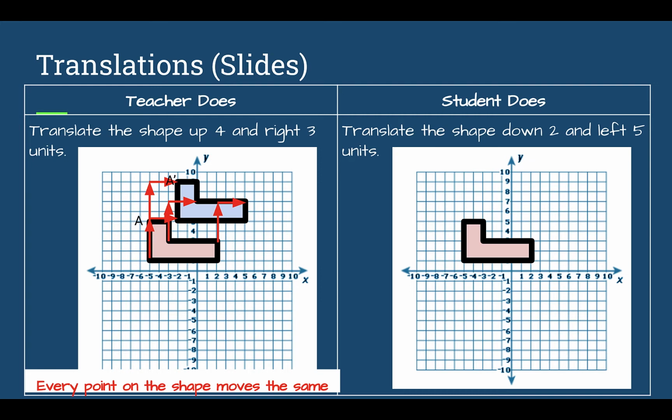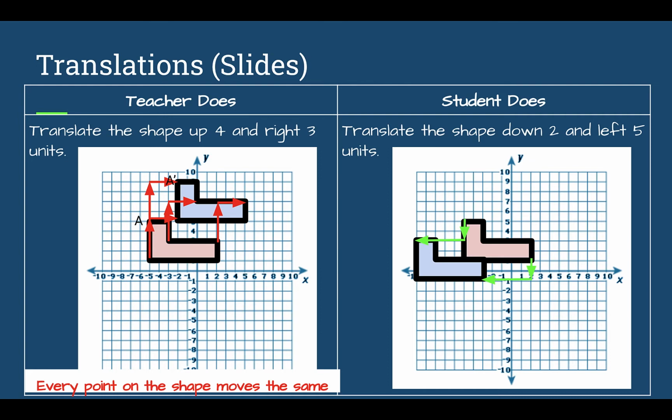Now it's your turn. Pause the video and translate the pre-image down 2 and left 5 units. Let's check. Your shape should be about this location. Every point on the pre-image is shifted down 2 and to the left 5, so your shape should be in that space.